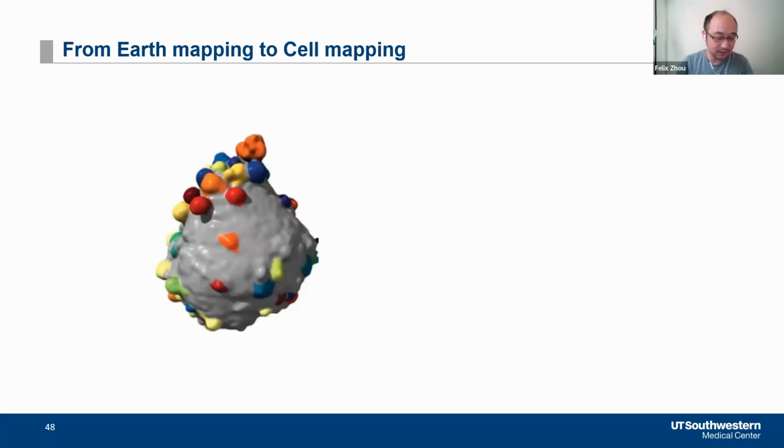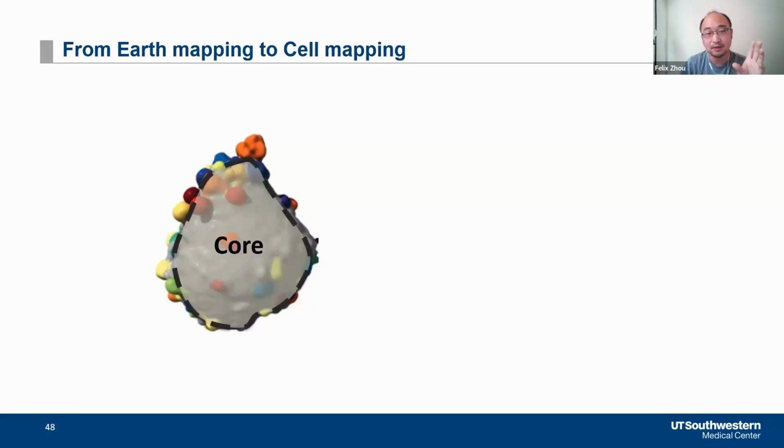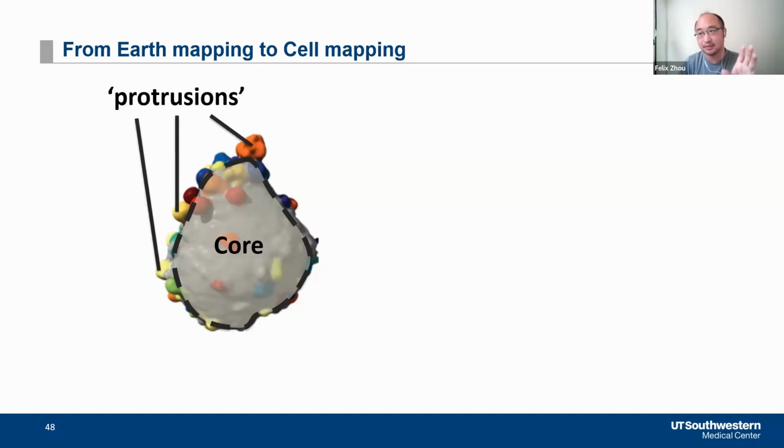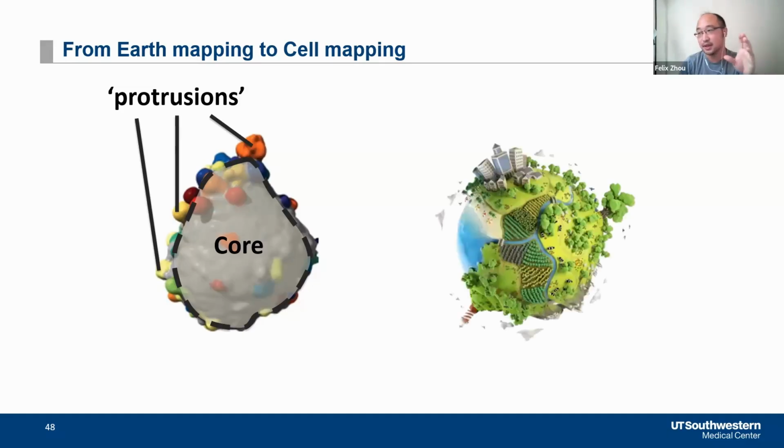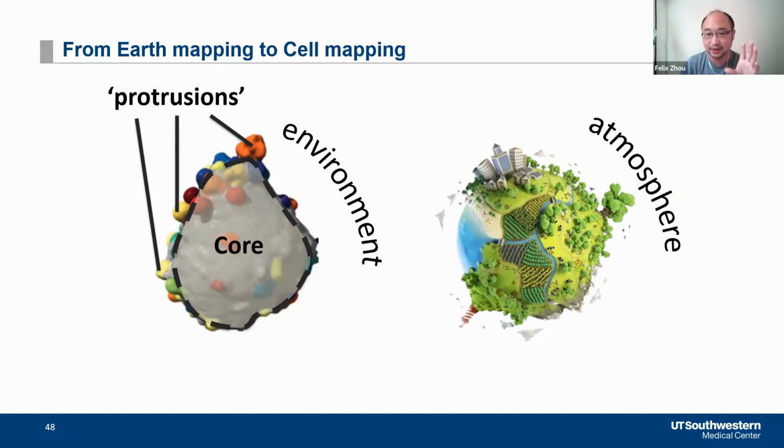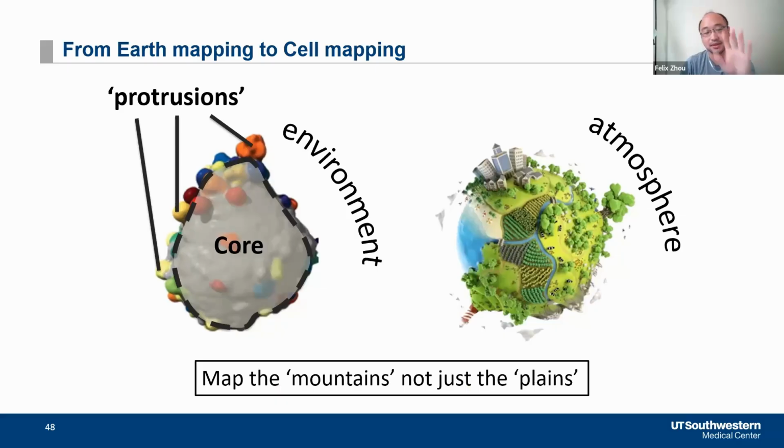The motivation here is to go from Earth mapping to cell mapping. The innovation is to introduce this concept of a reference, which represents the cortical shape, and this basically isolates the protrusions on the cell surface. You can think of it as, I'm not just interested in a flat Earth. I'm also interested in the rich surface features on the Earth's surface and separating that from the cortical shape. Then you can also easily map the environment, so the atmosphere. So we're interested in mapping the mountains, not just the plains.